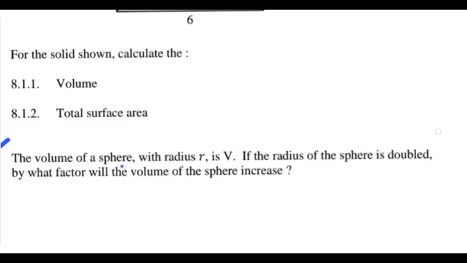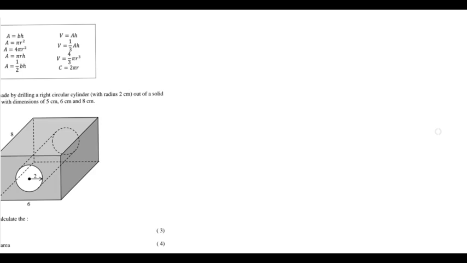The volume of a sphere with the radius r is V. If the radius of the sphere is doubled, by what factor will the volume of the sphere increase? So first of all, we need to find the sphere volume increase factor. Define the initial volume. The formula of the volume of a sphere is V equal to 4 over 3 pi r cube.